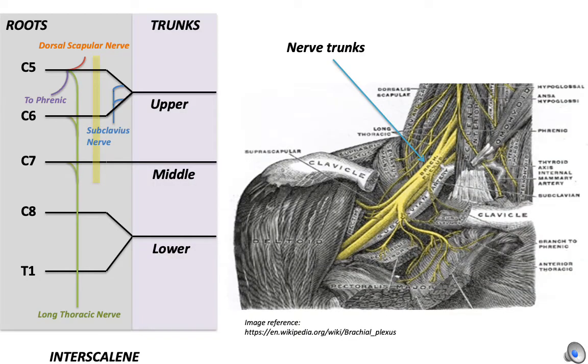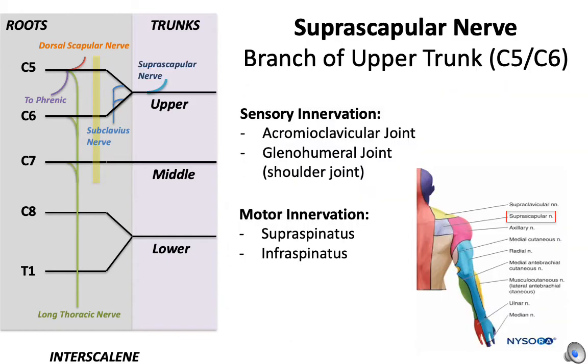Returning to the brachial plexus, as we move distally, the roots will converge into three trunks: the upper trunk, the middle trunk, and the lower trunk. In the picture to the right, the blue arrow identifies the trunks of the brachial plexus, which lay lateral to the roots. The upper trunk gives rise to the suprascapular nerve, which contains innervation from C5 and C6. This nerve contains both sensory and motor innervation.